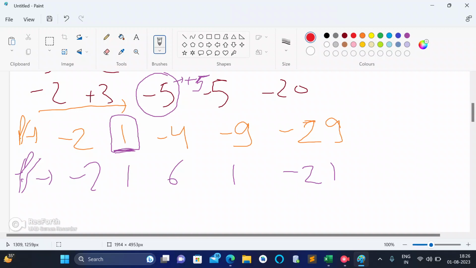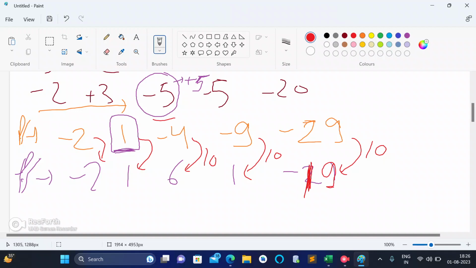So let's first observe the change. When we change this -5 to +5, we can see that the -2 remains the same, 1 remains the same, this -4 becomes 6, this -9 becomes 1, and this -29 becomes -21. It means, if you carefully observe the differences, this was incremented by 10, this was also incremented by 10, and this is also incremented by 10. It's actually -19. Okay, this is also incremented by 10.